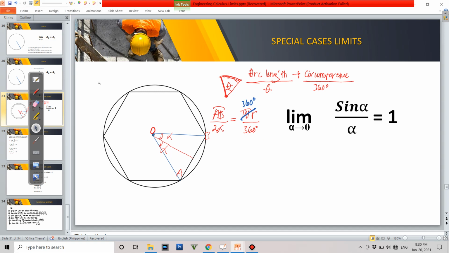So that we can cancel that portion, and then by cross multiplication we have AB. The arc of AB will be equal to 2r alpha. That is equal to 2r of alpha. And then for the length of this AB, A to B, or line segment AB, so chord AB.